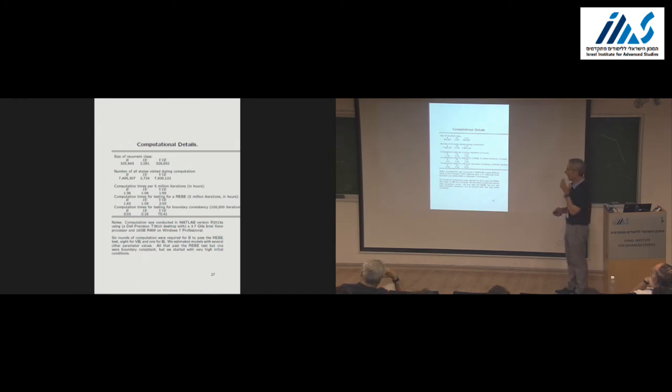The computation times, to do 5 million iterations, on this machine, this was a laptop, but a good laptop, with these precision things, it took 38 minutes to do 5 million iterations, and then another 1 hour 40 minutes to check whether it was an experience-based equilibrium, and then 3 hours to find out whether it was boundary consistent. Okay?